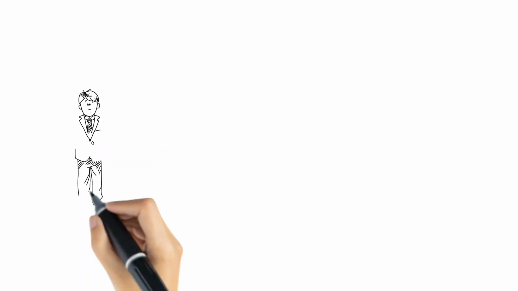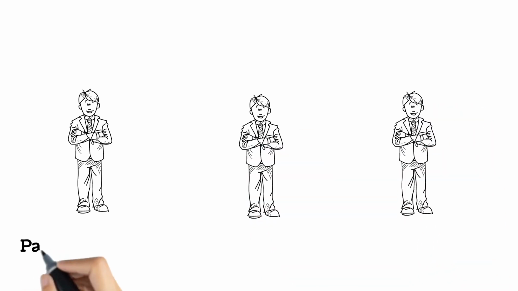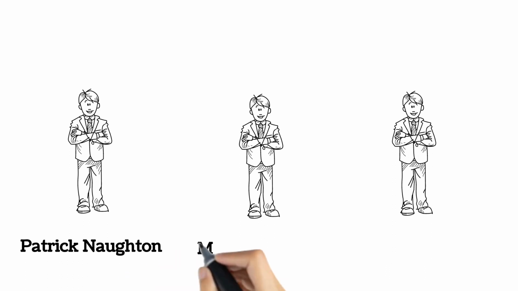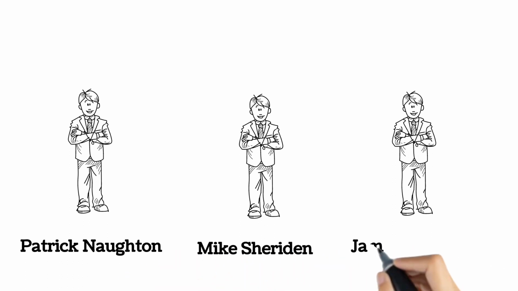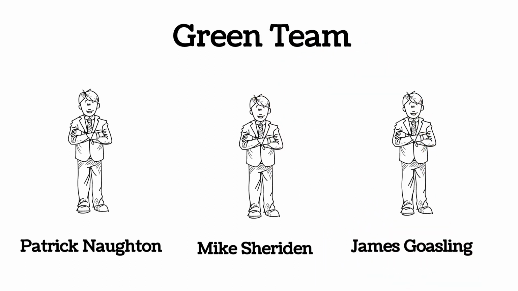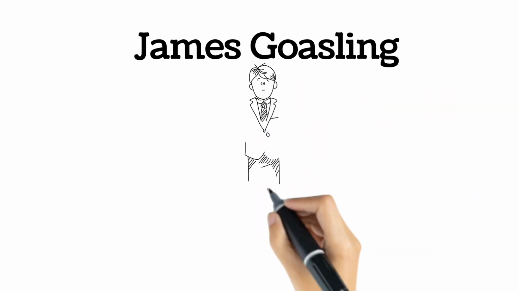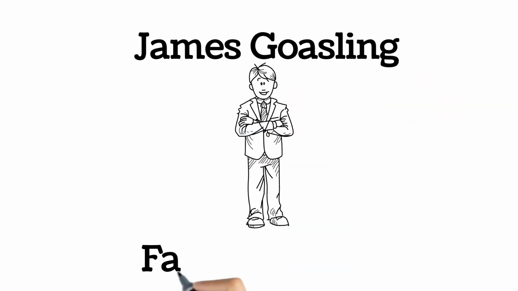For this purpose, the Sun Microsystems engineers' team was created. Patrick Naughton, Mike Sheridan, and James Gosling were the members of that team. The team name was Green Team. James Gosling was leading that team, and he is also known as the father of Java.